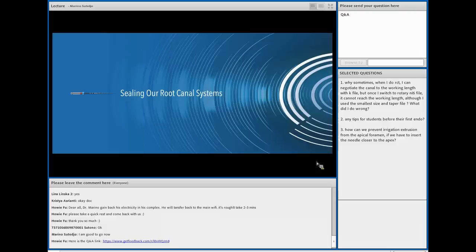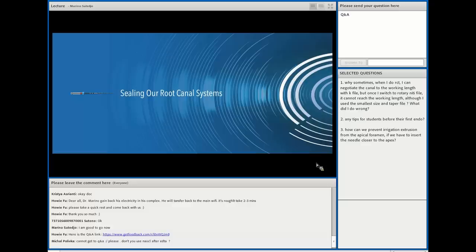So can everybody read question one? The first one: why sometimes when I do root canal treatment, I can negotiate the canal to the working length with a K-file, but once I switch to rotary nickel titanium files, it cannot reach the working length, although I use a smaller size and taper file. What did I do wrong? This is the first question.